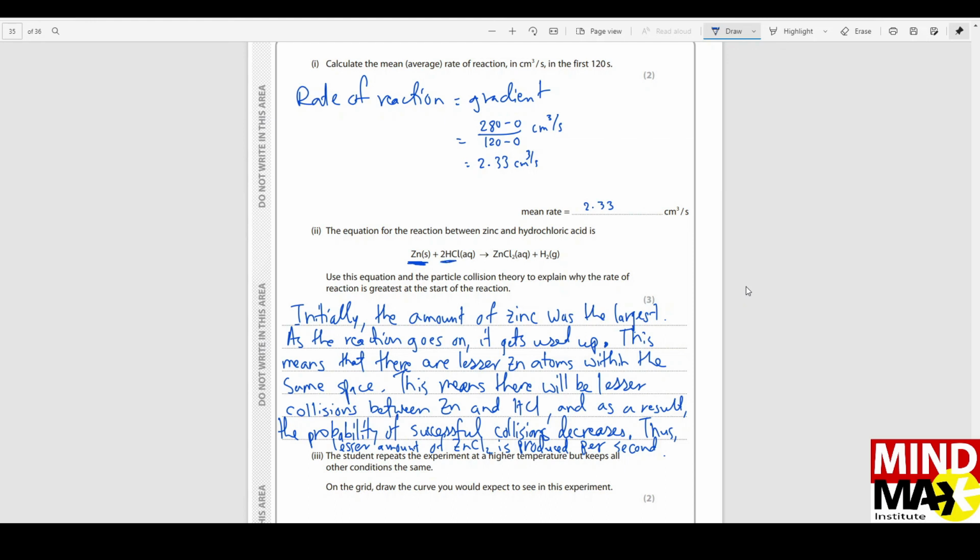Usually the acid is added in excess. The solid is the one which is lacking. It's the limiting reagent, the one which is lesser in amount. So because the zinc gets used up, there will be fewer collisions between zinc and HCl, and as a result, the probability of successful collision decreases. If the probability of successful collision decreases, there will be a lesser amount of zinc chloride produced per second.